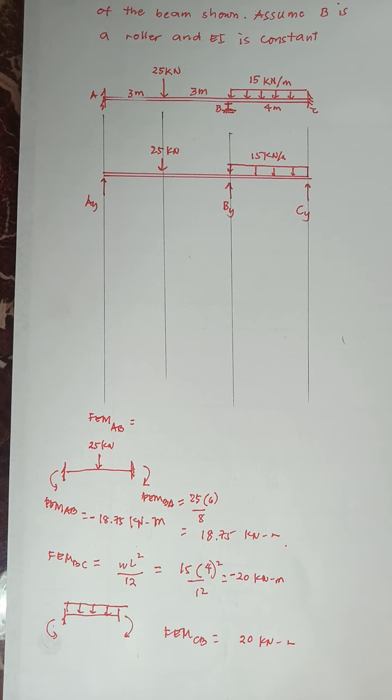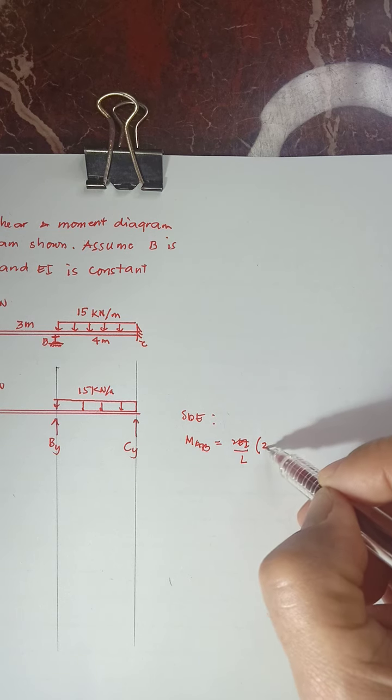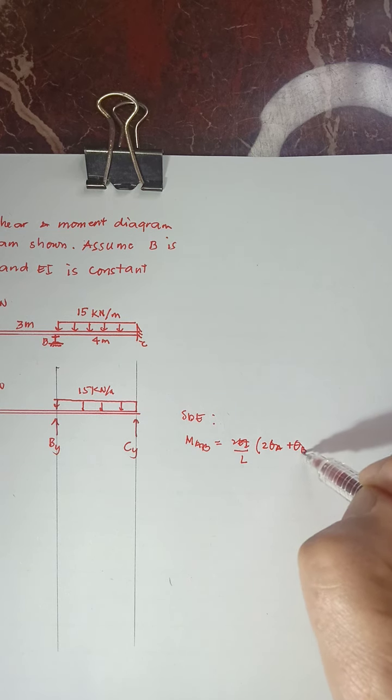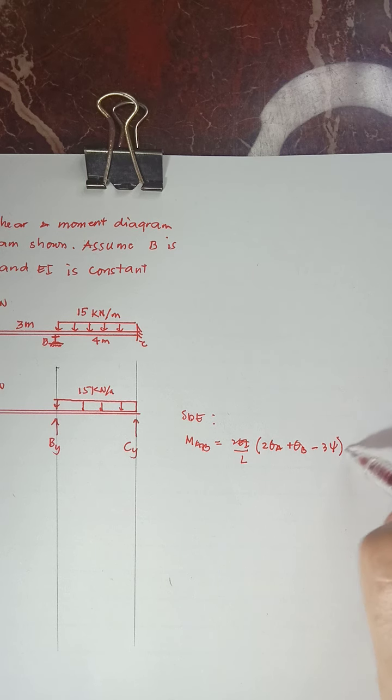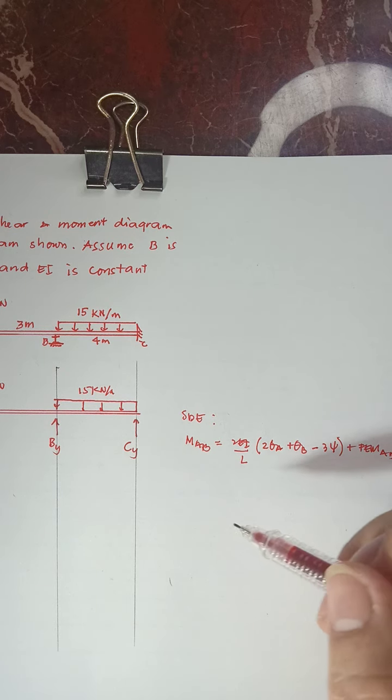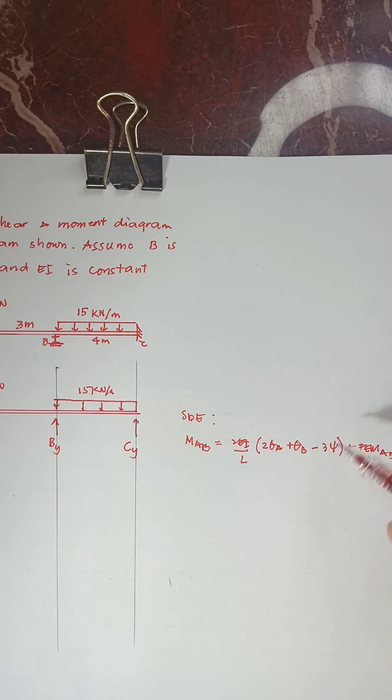So next, we write our slope deflection equations. Okay, so what is our slope deflection equation? Okay, so for span AB, so it will be MAB is equal to 2EI over L times 2 theta A plus theta B minus 3 psi plus fixed end moment AB. Now, as given in the problem, there is no settlement of the support. So, our psi will be equal to 0.